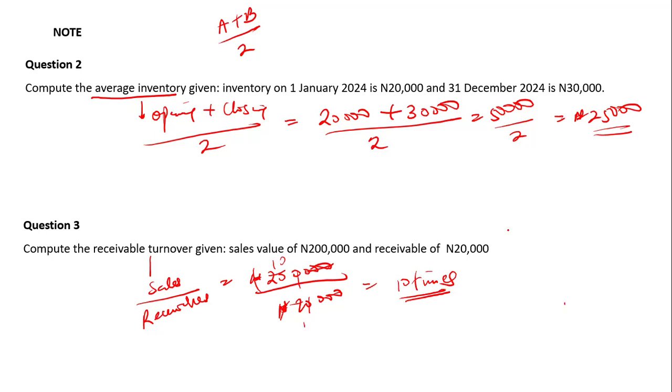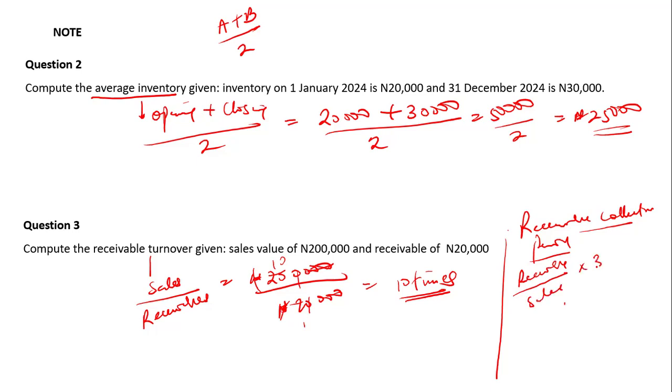Now, this 10 times, in case you are asked to calculate it in period, we just do the reciprocal. So if you are to calculate it in period, which is receivable collection period, that will just be the reciprocal: receivable all over sales times 365. So what would that give us? That would be 20,000 divided by 200,000 times 365. And if my calculation is correct, that will give us 36.5 days.